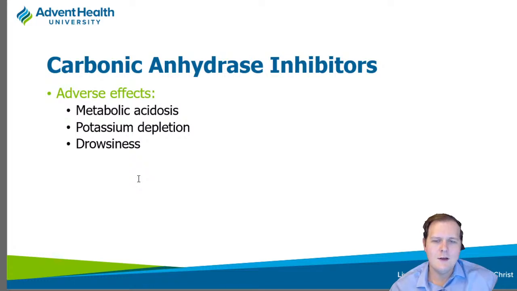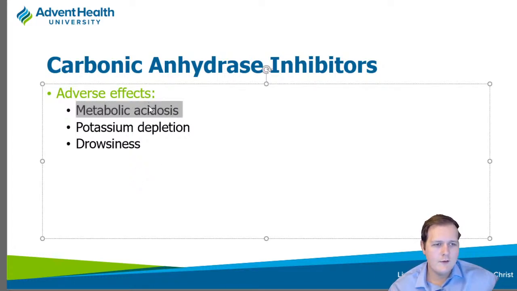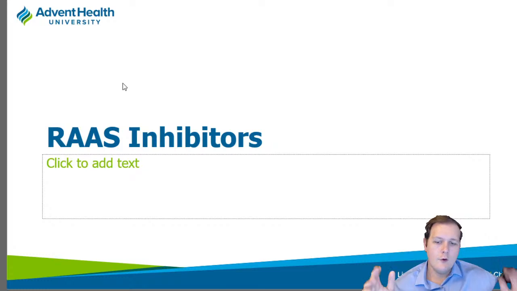So, as I mentioned, adverse effects of metabolic acidosis. This is the only drug we've seen so far in this lecture that causes metabolic acidosis. All the other ones cause a contraction alkalosis, so that is a unique thing you're going to see with that. It can also cause potassium depletion to some degree, and then maybe some drowsiness as a result of some of the CNS effects. So those are the diuretics, right?